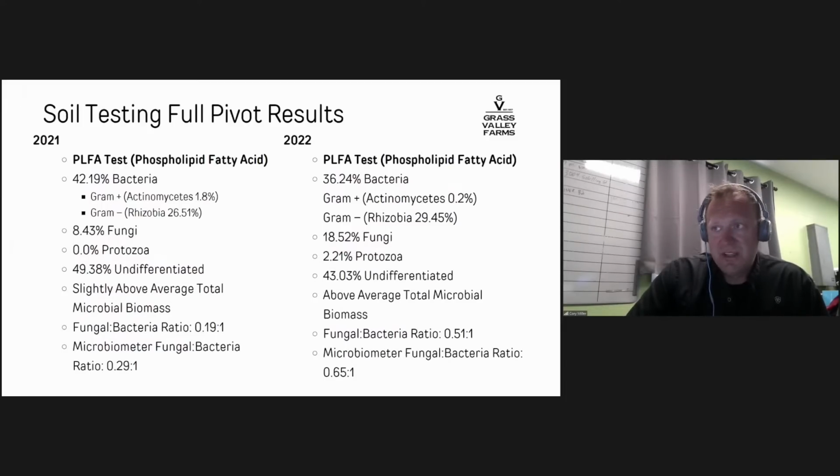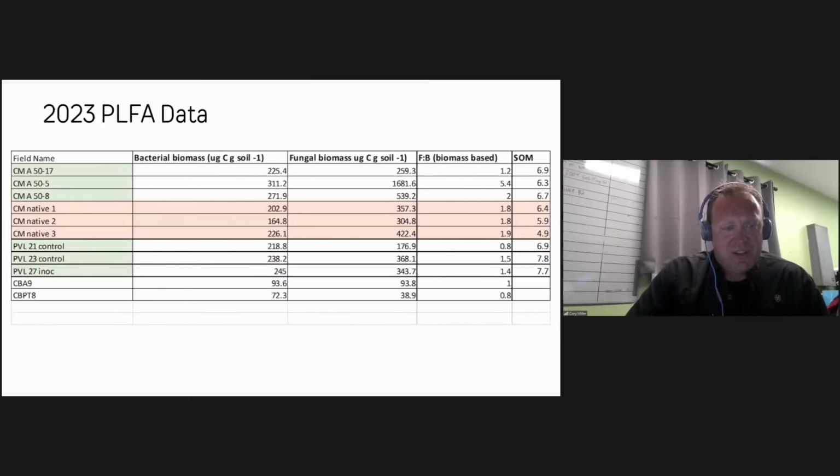And I'm going to show you this next slide, the results of that. So on the left are listings of fields that we have. And I think it's always important to compare to what we would call our native soil.